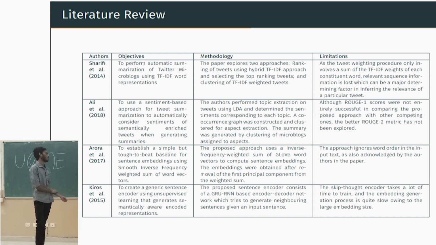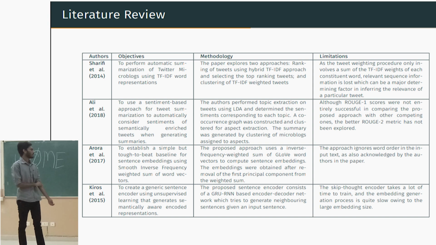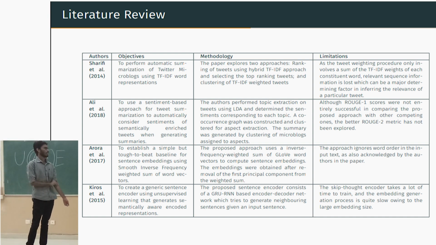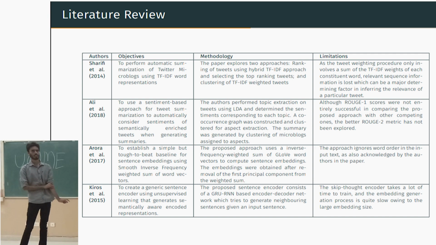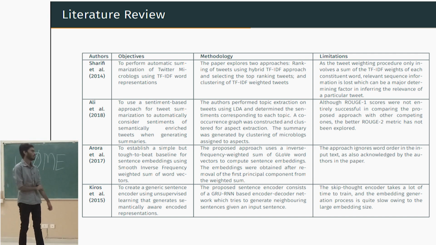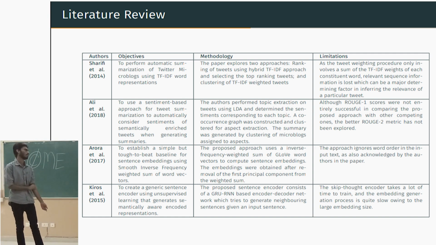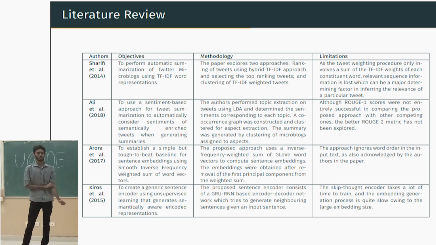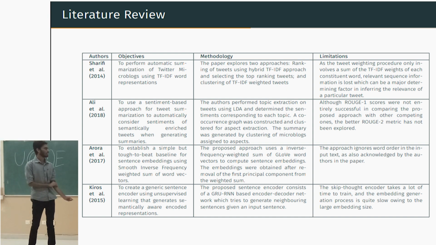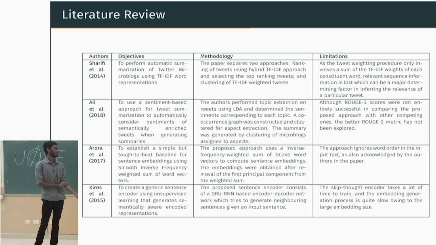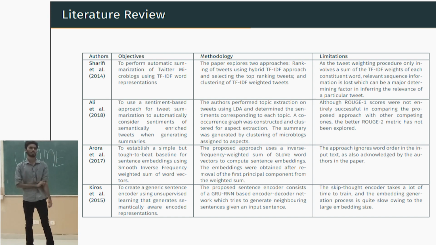A second reference was the paper by Ali and others. They incorporated a sentiment-based approach in the summarization of tweets, a slight improvement over our base paper. The methodology consisted of latent Dirichlet allocation of tweets for topic extraction, and then a word graph was constructed, followed by clustering to obtain a summary of the tweets. The limitation was that, when comparing to other papers, they only considered ROUGE-1 scores, whereas ROUGE-2 scores are considered better as a metric for comparison of summaries.